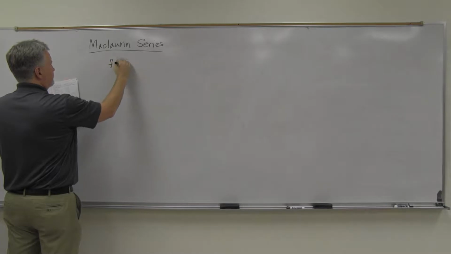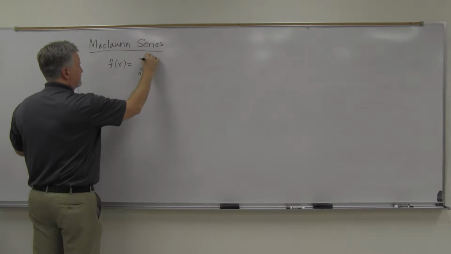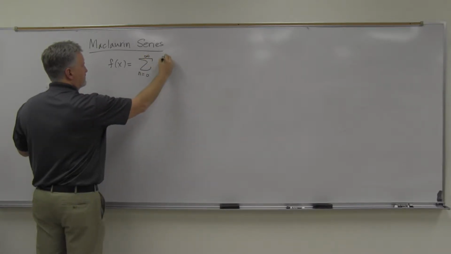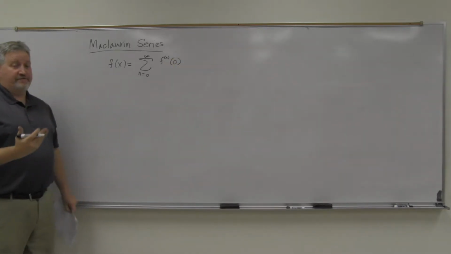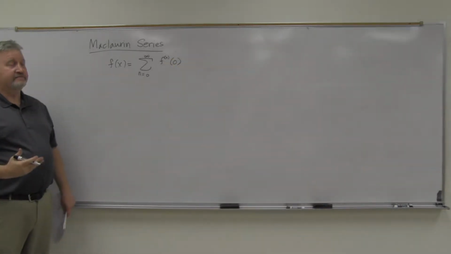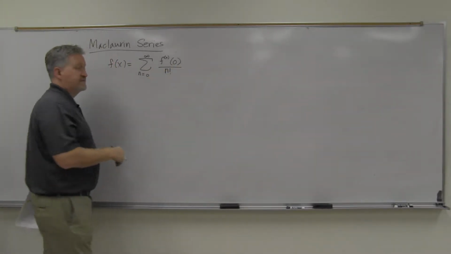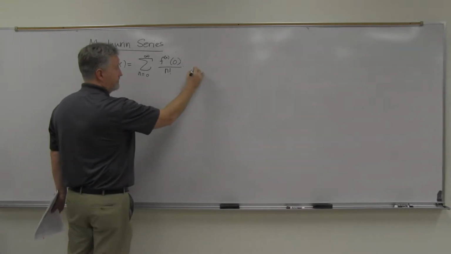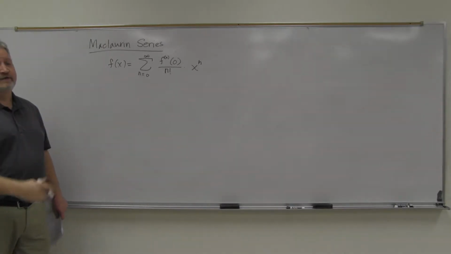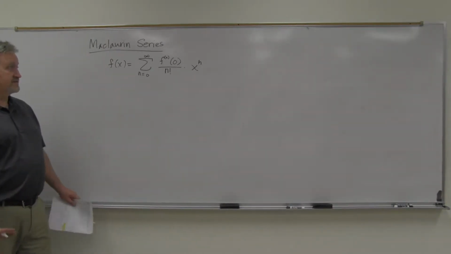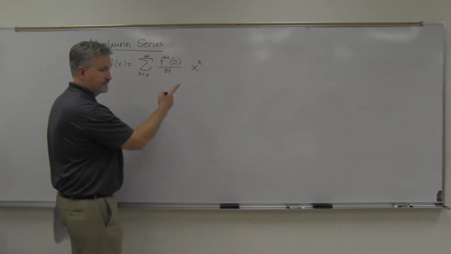It's f of x equals summation n equals 0 to infinity, the nth derivative at a, but like I said, for Maclaurin series, it's always centered at 0. That's a given. And so it'd be the nth derivative at 0 divided by n factorial. And then since a is 0, this part of the Taylor series also simplifies, because x minus a is just x minus 0, or x to the nth power. So that's the Maclaurin series for f of x.